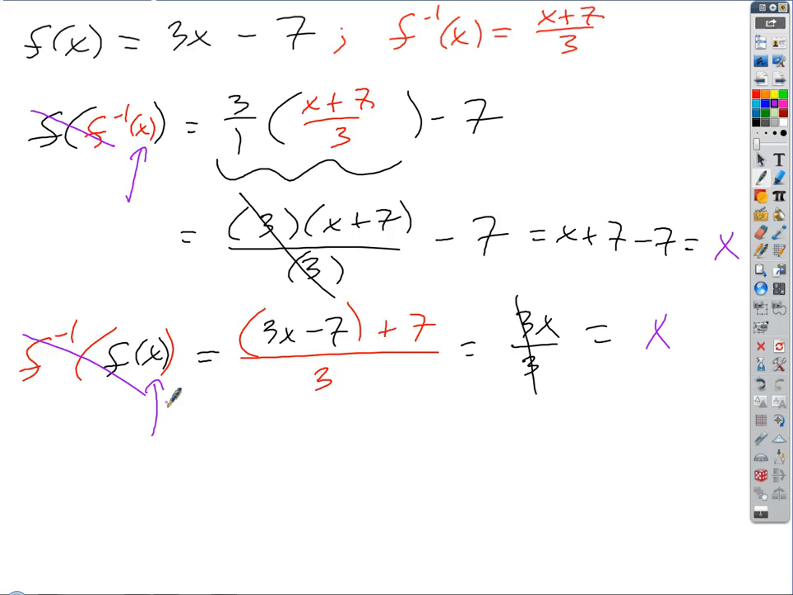And it works for, let's do one even that's a little more challenging. How about this one? What if we start off with f of x equals x minus 2, cubed, plus 5. So let's find the inverse of that.